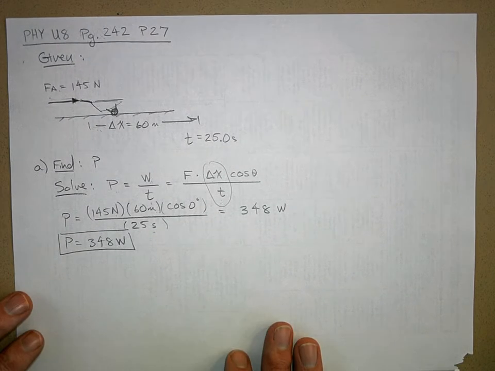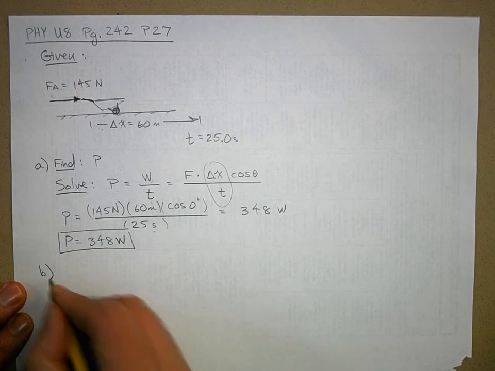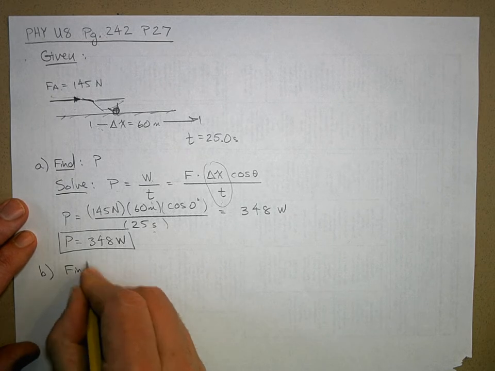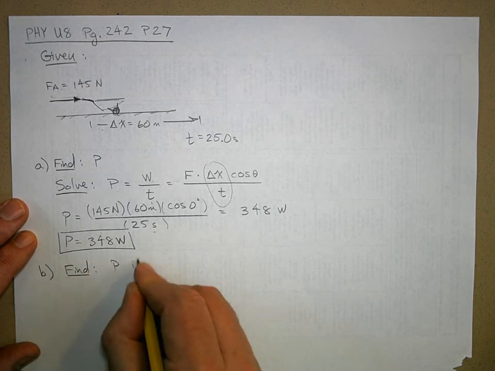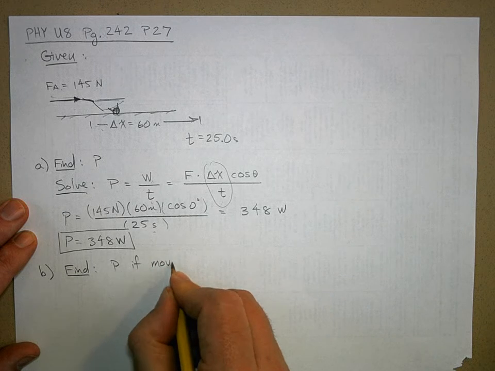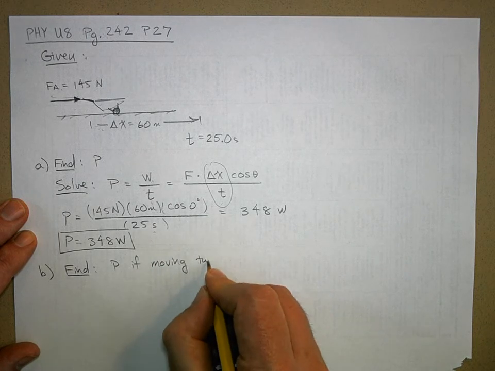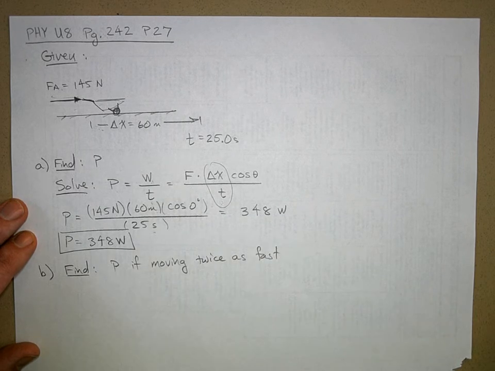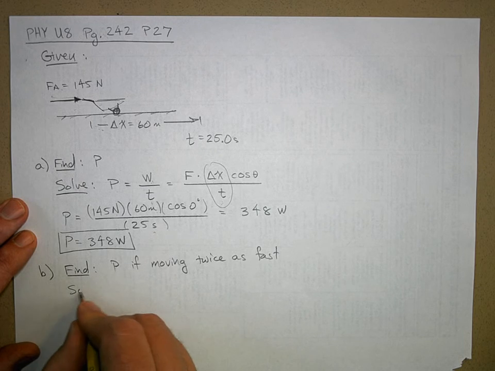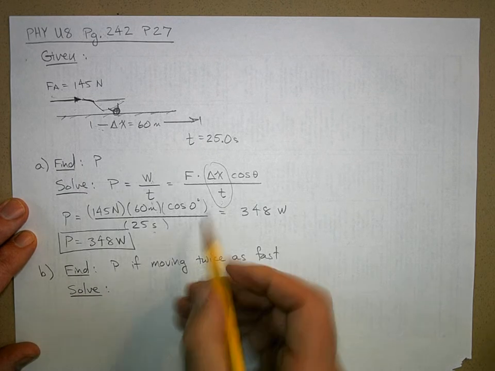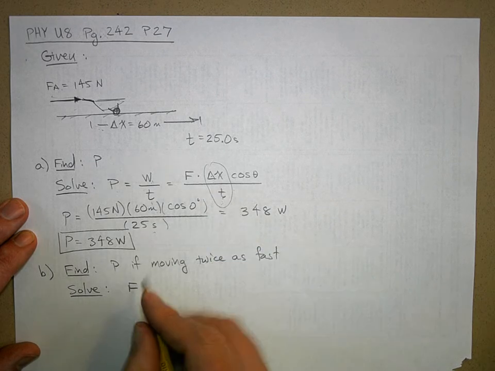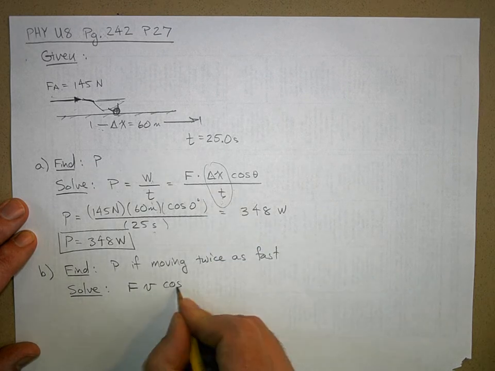Okay. Now for part B, it says we want to find the power if moving twice as fast. Isn't that right? So you can look at it two different ways. I'm going to look at it this way. They say this is really the force times the velocity times the cosine of the angle between them.